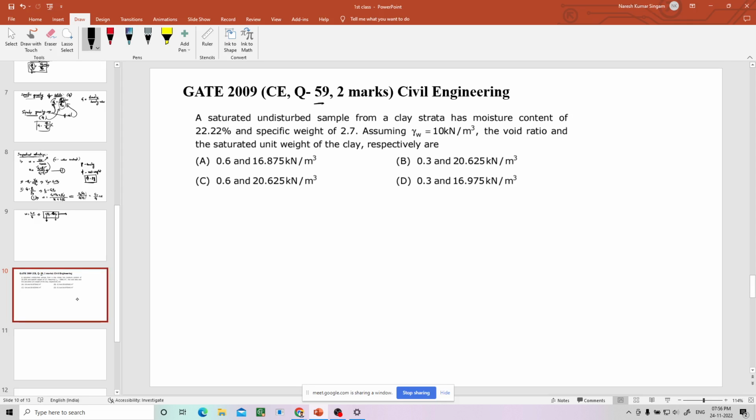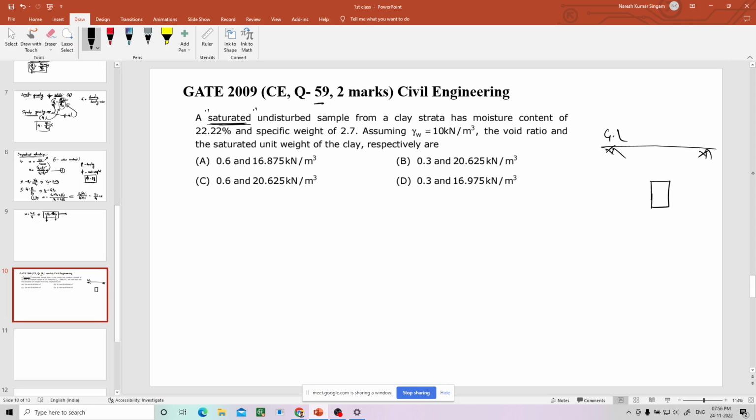A saturated undisturbed sample from a clay strata. See, you have to read every single word. You should know what that means. Saturated means fully saturated by default. Undisturbed means the sample is not disturbed. Suppose this is ground level, this is the field. If you want to collect a sample from this place without disturbing its structure, then they collect that. That sample is fully saturated.